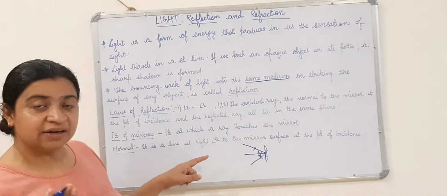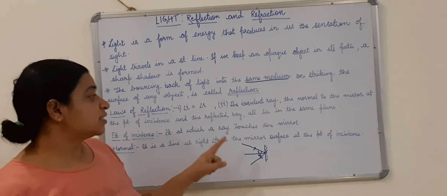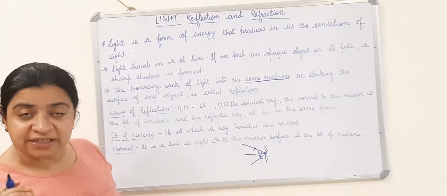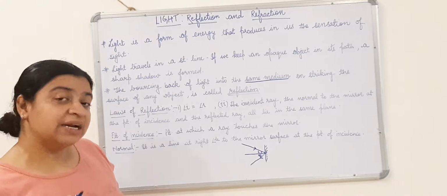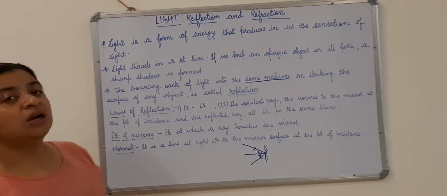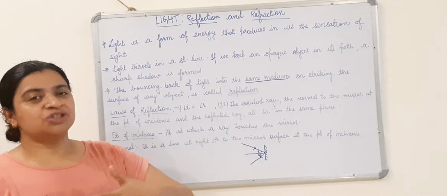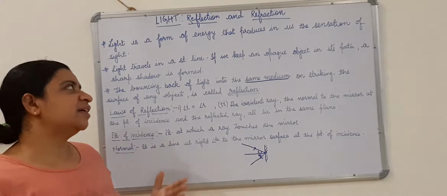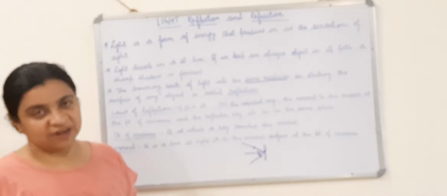This line is at right angle to the mirror surface at the point of incidence. Where is it? It is at the point of incidence, and how is it? It is at the right angle to the mirror. So this is called a normal.